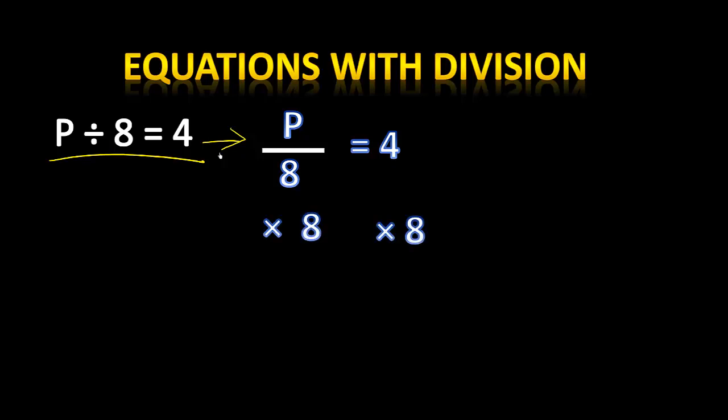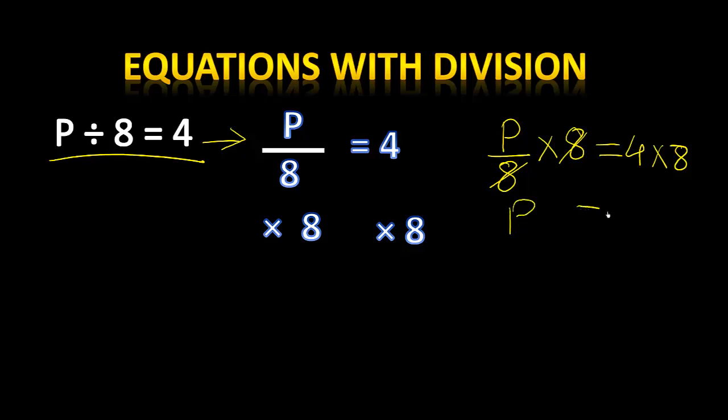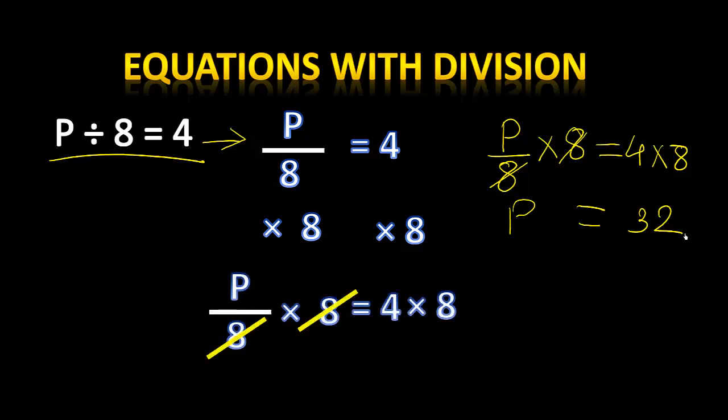And now what would happen? It would be like this: p by 8 multiplied by 8 is equal to 4 multiplied by 8. Now we're cancelling out 8 because they're the same number, and 4 times 8 would be 32. p is equal to 32 because 4 times 8 is equal to 32. The same thing is written right here, but in better handwriting. So now we have p by 8 multiplied by 8 is equal to 4 times 8. So p is equal to 8, like this. Sorry, p is equal to 32.